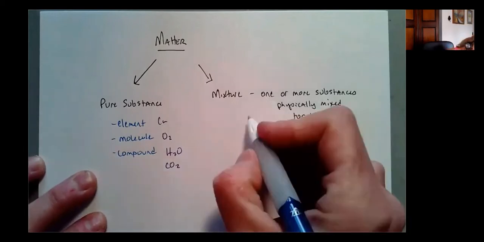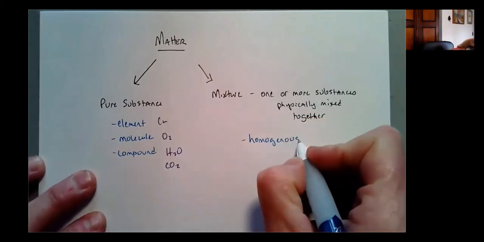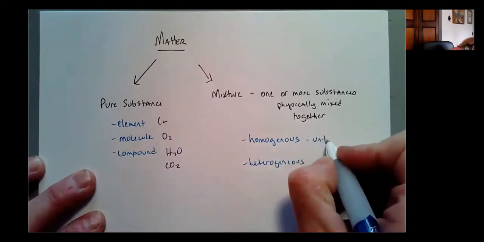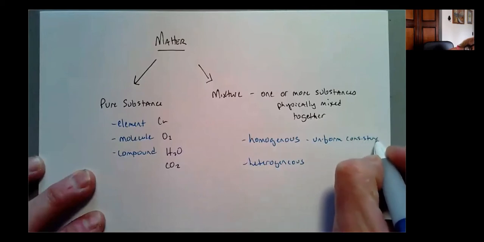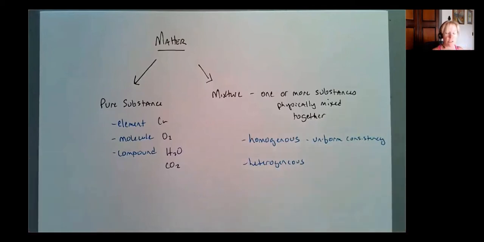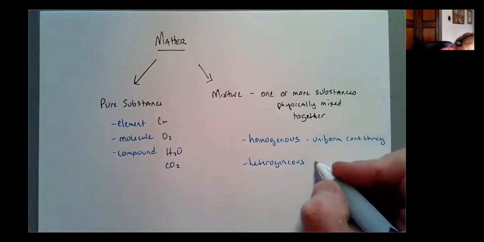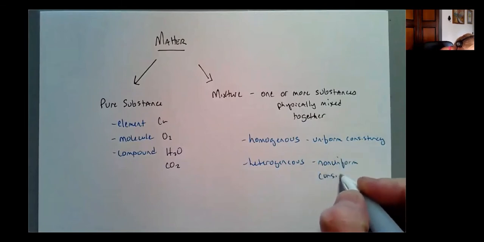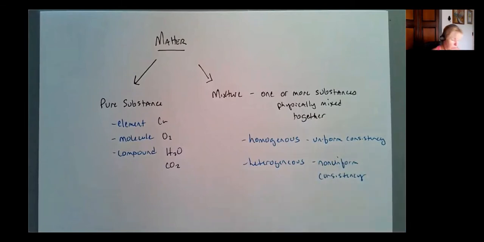There are 2 types of mixtures: homogeneous and heterogeneous. A homogeneous mixture has a uniform consistency. If I sampled the top of a mixture and the bottom of a mixture, their composition would be roughly the same because it has this uniform consistency. A heterogeneous mixture has a non-uniform consistency, so you can usually physically see all the components because they're not mixed together in a uniform manner.